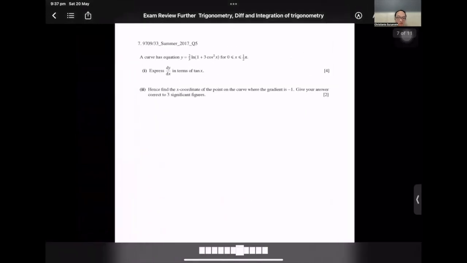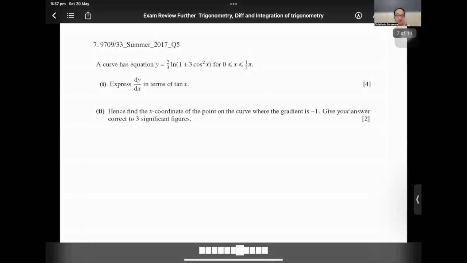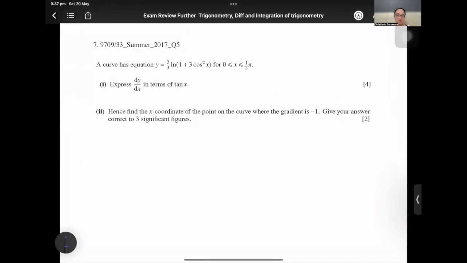Next, question number 7. The curve has equation y equals 2 over 3 ln of (1 plus 3 cos square x). Express dy/dx. Now we have to know the derivative of ln. Remember, the derivative of ln x is 1 over x.